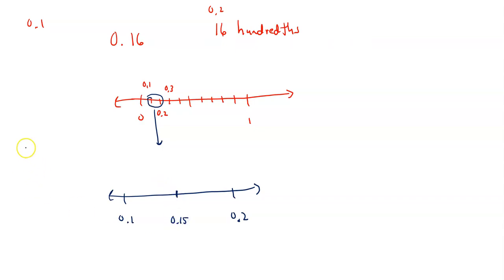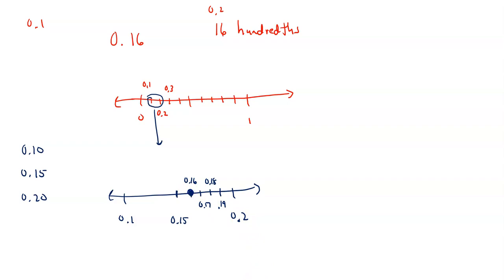Right? If you think of it, 1 tenth is 0.10, 2 tenths is 0.20. So what's halfway in between? 15 hundredths: 10 hundredths, 15 hundredths, 20 hundredths. Okay, so now break this down. This would be your 0.16, 0.17, so 16 hundredths, 17 hundredths, 18 hundredths, 19 hundredths, 20 hundredths. There's my answer. There is 16 hundredths on the number line.